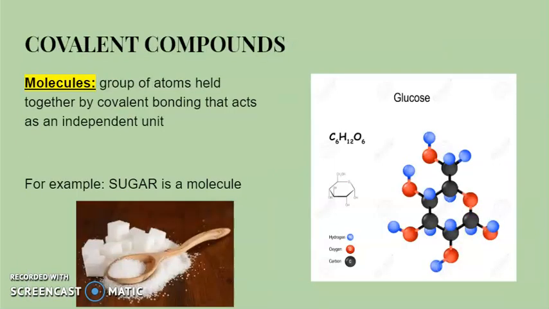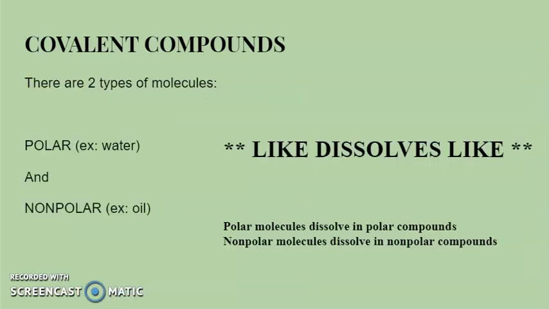Now, covalent compounds. Covalent bonding creates molecules. Molecules are groups of atoms that are held together by covalent bonding specifically, and these molecules act as an independent unit. Like the example that's shown here, sugar is a molecule, which is a result of covalent bonding. And the chemical formula for that is C6H12O6. There's 6 carbons, 12 hydrogens, and 6 oxygens. And you can see these nice little models of glucose right there. And once again, molecules are held together by covalent bonds.